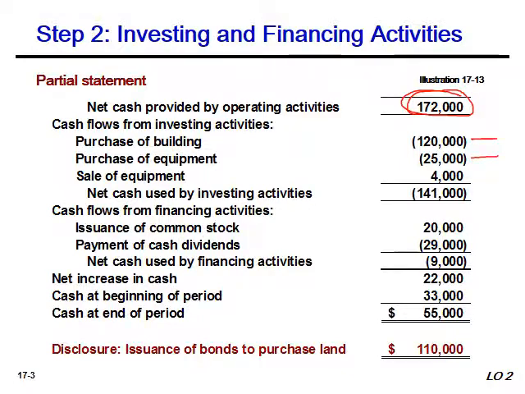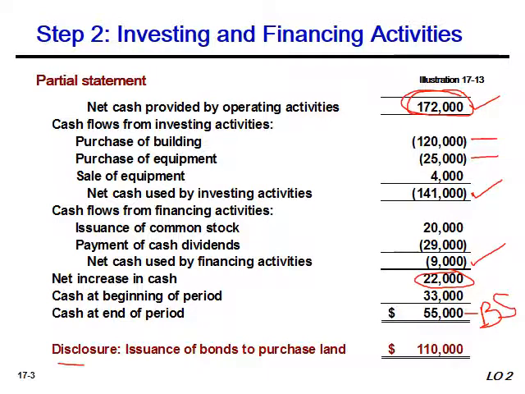When we take the $172,000 of cash coming in from operating, the $141,000 of cash that goes out from investing, and the $9,000 of cash that goes out from financing, we have a net increase in cash of $22,000. We're going to add that to the beginning cash, and that gives us the ending cash for the period. This is the cash balance that's showing on the balance sheet. So that's part of the articulation.